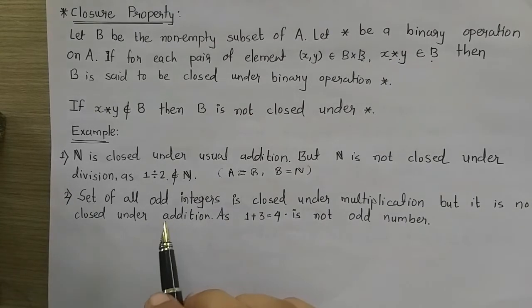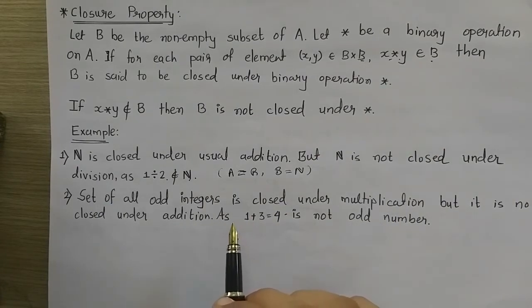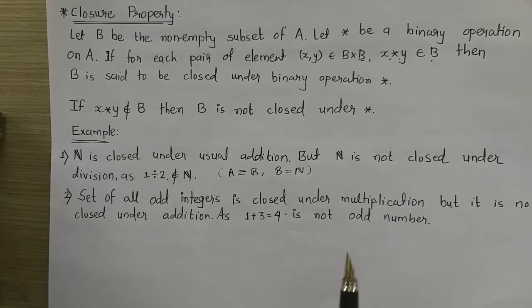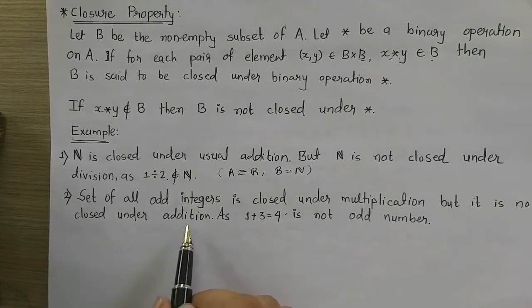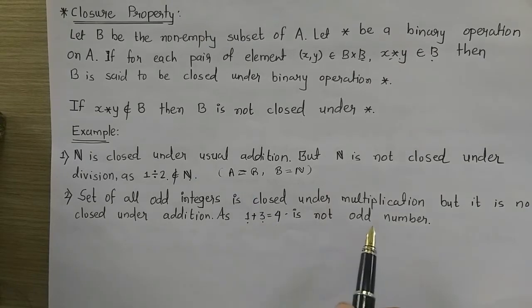Now, the set of all odd integers is closed under multiplication. That means if we consider two odd elements, then the multiplication of these two elements is again an odd number. But it is not closed under addition, as 1 is an odd number, 3 is an odd number, but 1 plus 3 is equal to 4. This is not an odd number. So the set of all odd integers is not closed under addition, but it is closed under multiplication. This is the closure property.